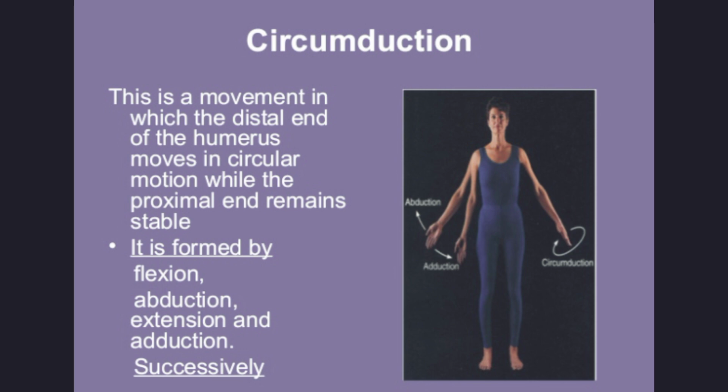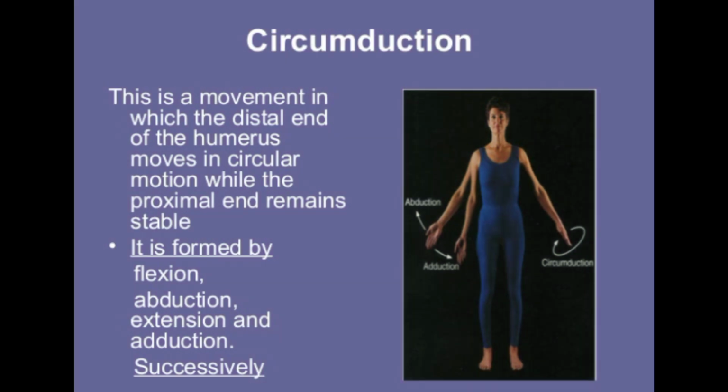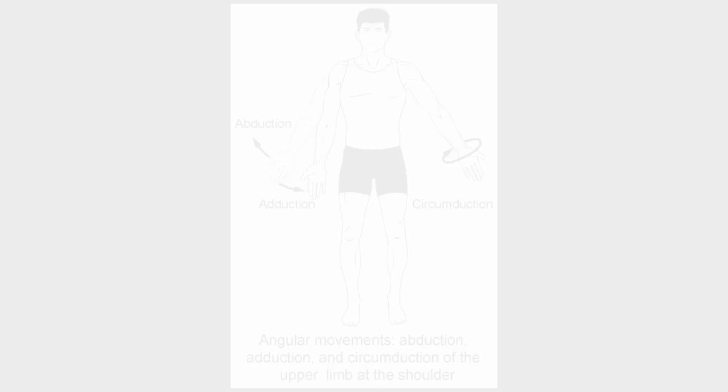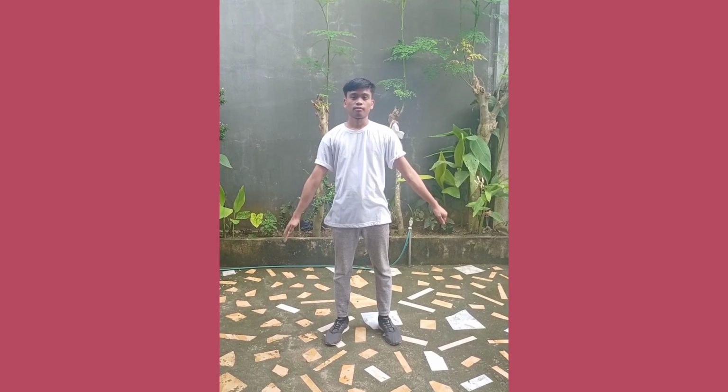Circumduction. This is a movement in which the distal end of the humerus moves in a circular motion while the proximal end remains stable. It is formed by the flexion, abduction, extension, and adduction successively. And angular motions: abduction, adduction, and circumduction of the upper limb at the shoulder. This is what angular motion and circumduction looks like.